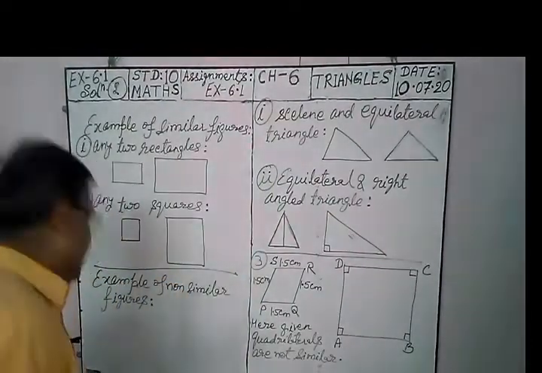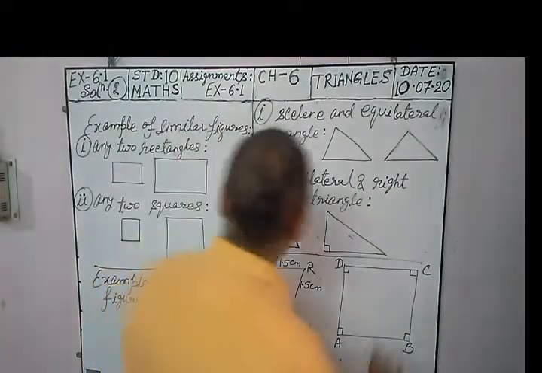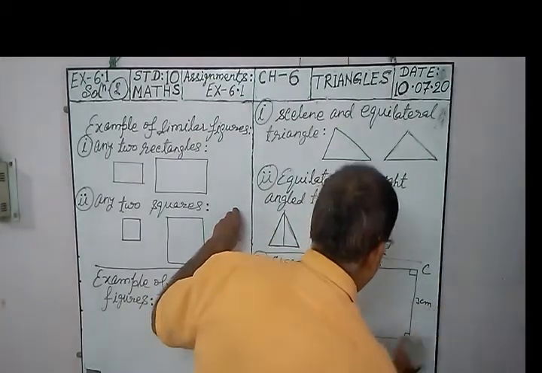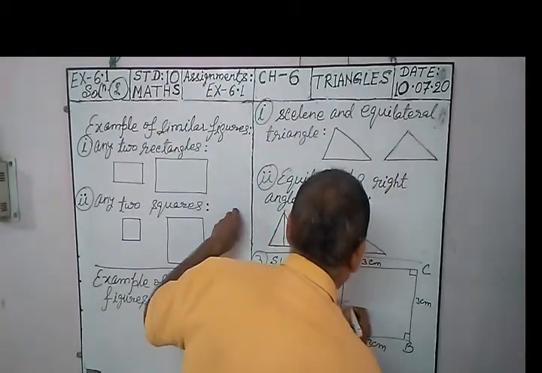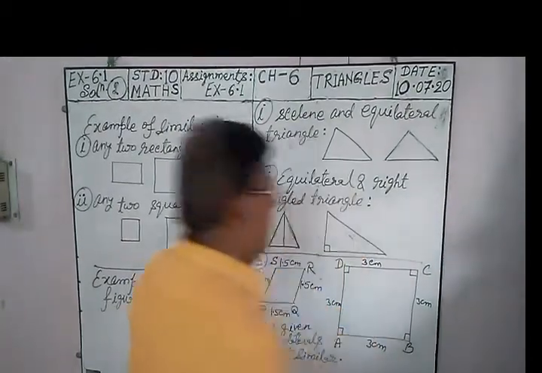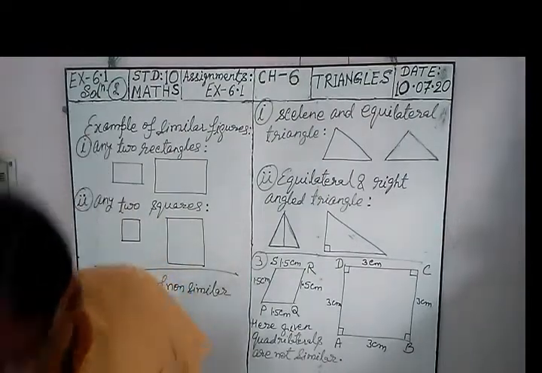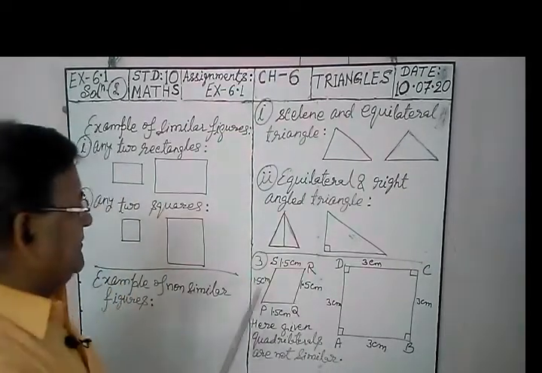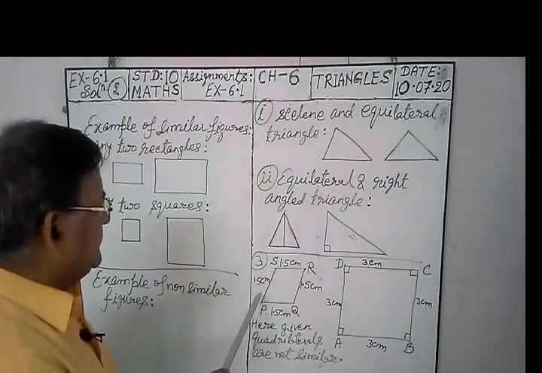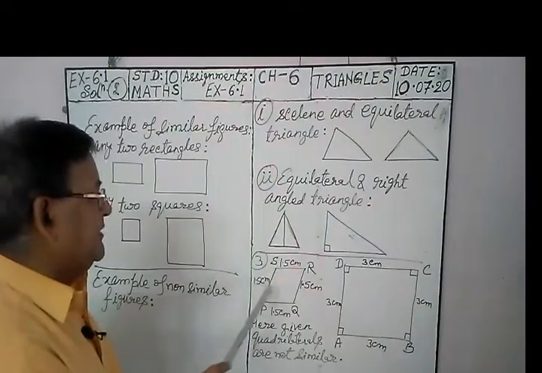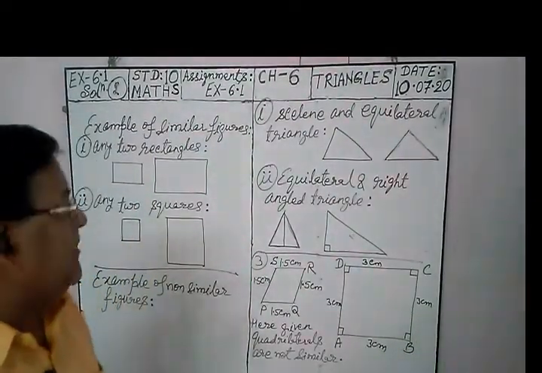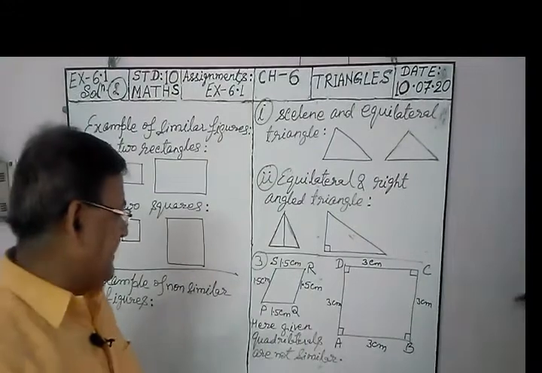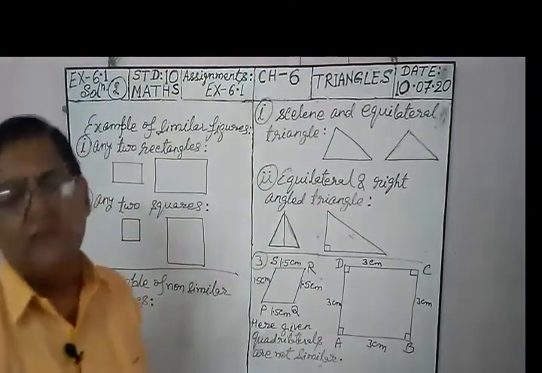All the sides are equal. Here it is 3 centimeter. Though the sides are equal, it is a square and the angles are 90 degrees, but in the first figure the angles are not 90 degrees, not the same. These 2 angles are the same and these 2 angles are the same. Those sides are equal, but the angles are not the same. So again it is a case of non-similarity. These 2 quadrilaterals are not similar.